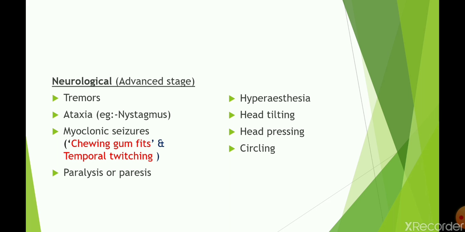Then there will be paralysis or paresis. Paralysis means complete weakness. Paresis means there will be only partial weakness. Then there will be hyperesthesia, means that the dog will be showing over responsiveness to a stimuli. We are touching the dog, it will respond in a very vigorous manner. Then there will be head tilting. The dog will tilt the head towards one side. There will be head pressing also. Sometimes the dog will be pressing its head towards the harder objects like wall. Then there will be circling or head rotation.